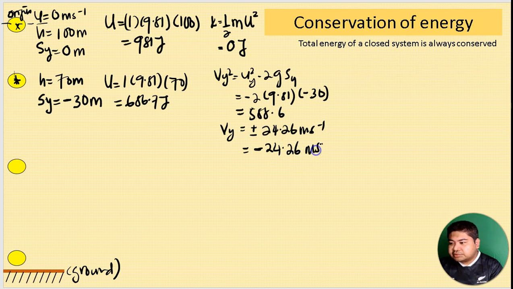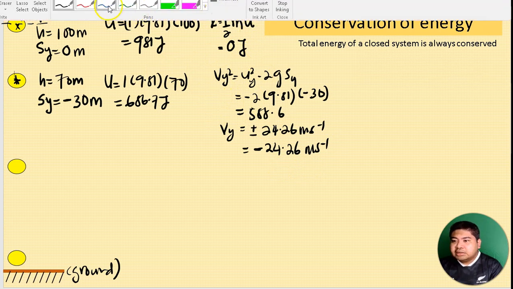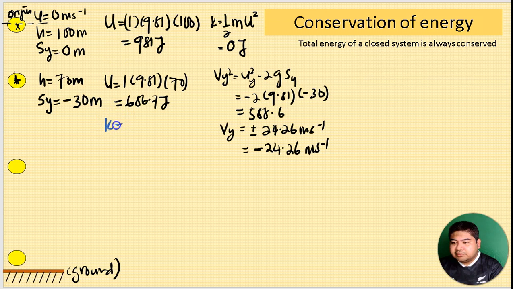So the velocity of the ball is negative 24.26 meters per second. Alright, so for the kinetic energy of the ball, I think I'm going to use a different color, blue. The kinetic energy of the ball is half mv squared. If you substitute the m and the v, 24.26, you are going to get 294.3 joules. Okay, that is at the height of 70 meters.